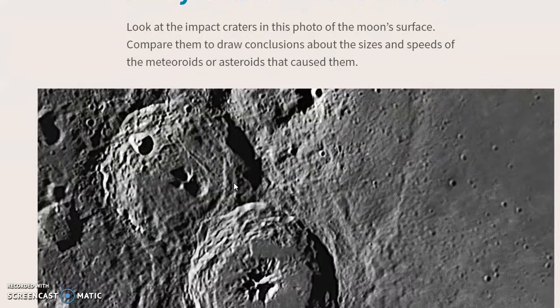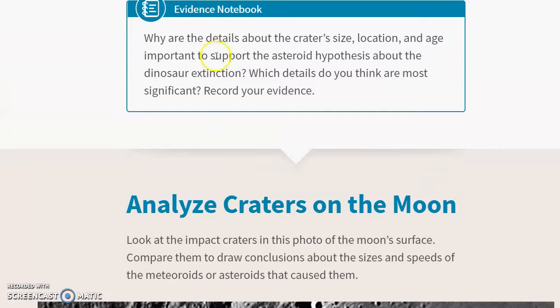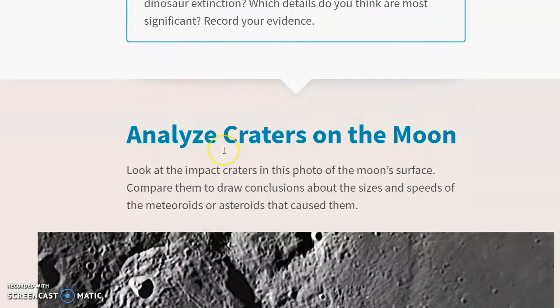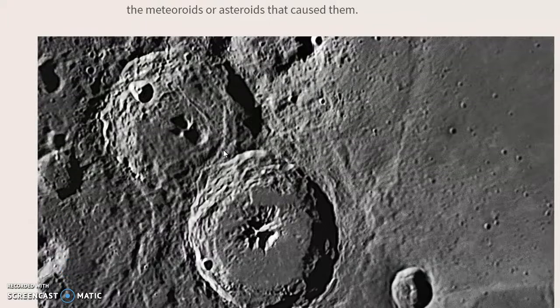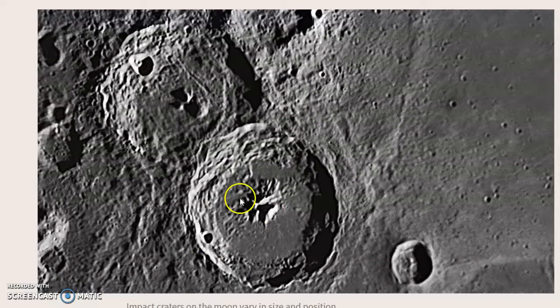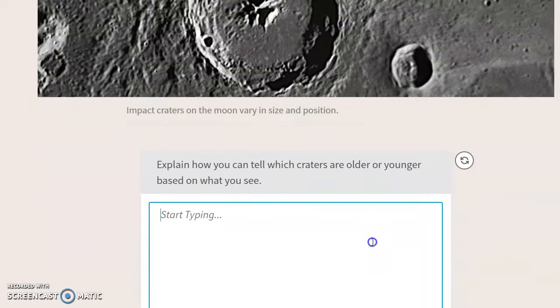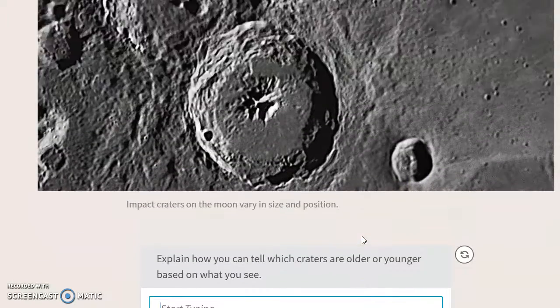Just so neat. If you have to do something in your evidence notebook, we're just going to do it personally because you have your own personal details. Analyze craters on the moon, look at the craters in the photos of the moon's surface, and compare and draw conclusions about the size and speed of the asteroid that caused them. So look, this right here must be a big asteroid going very fast, right? But this maybe a smaller asteroid not going as fast. Okay. And which ones are older and younger?